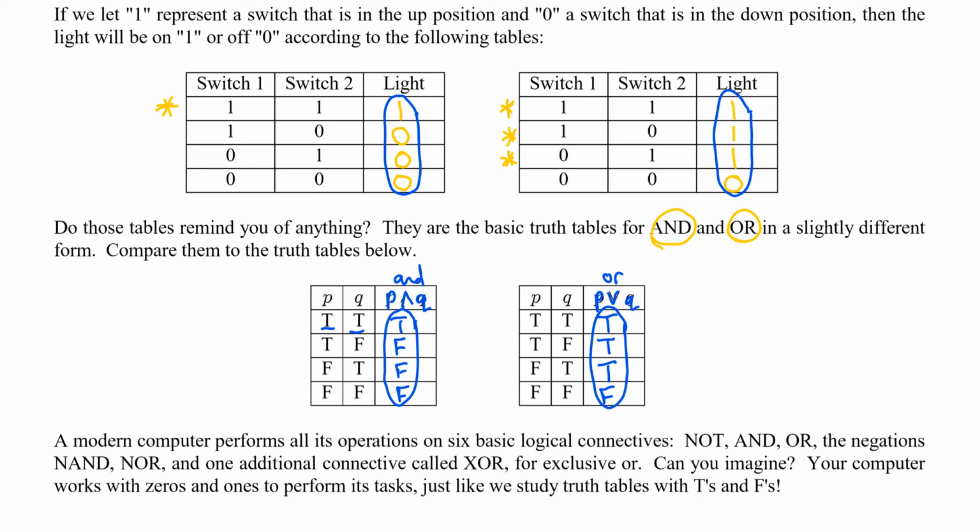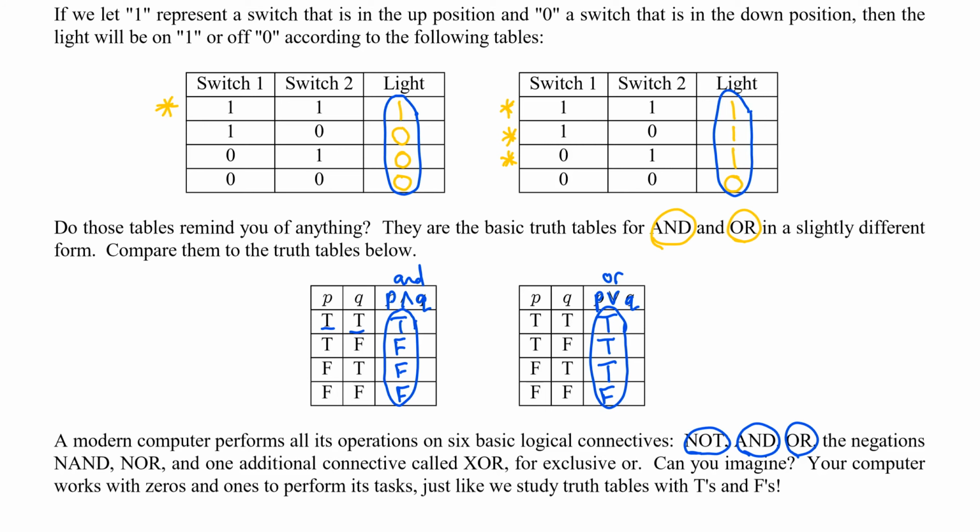By the way, modern computers that we use every single day perform all of their operations on 6 basic logical connectives: the not, the negation, and, or. Those are the 3 connectives that we've studied. Also, there's a couple of more connectives with computer programming: nand and nor. Exclusive and, exclusive or. And the last one is called XOR, for exclusive or is what I meant to say.